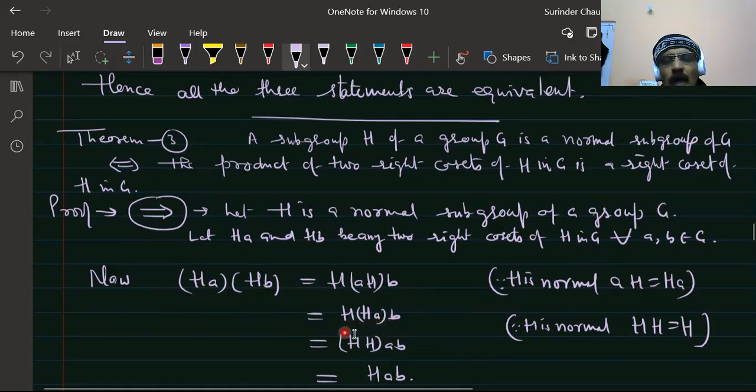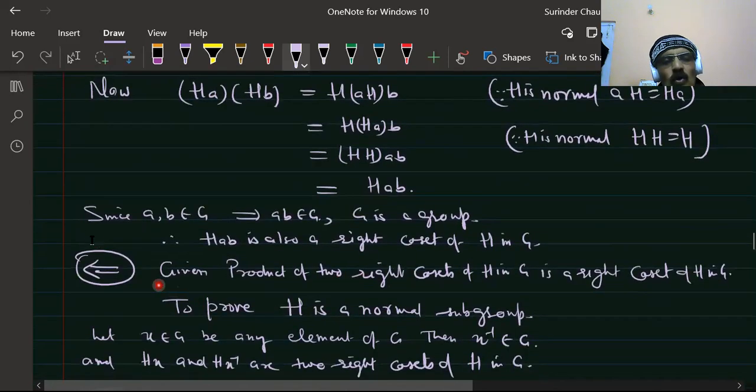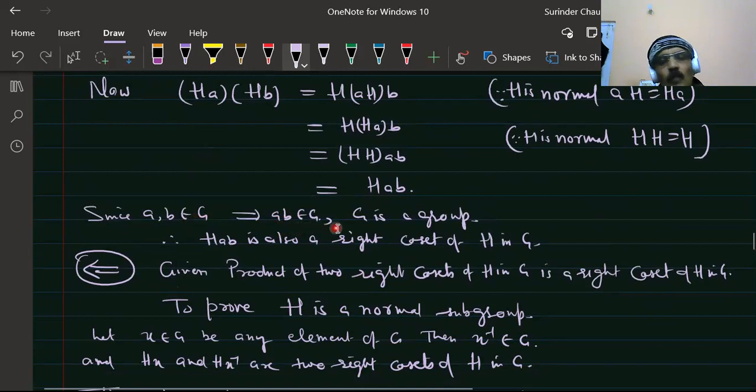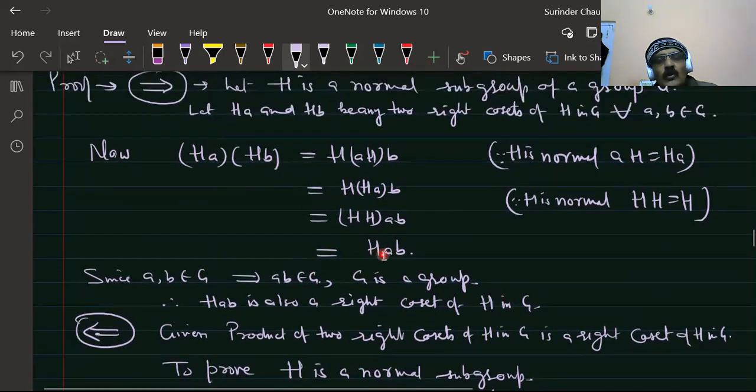Now by the associative law, H into H is equal to H, since H is a normal subgroup. Therefore H into H is equal to H. So Ha into Hb is equal to H into H into ab. Since a and b belong to G and G is a group, ab also belongs to G. Therefore Hab is also a right coset of H. So the product of right cosets of H in G is a right coset of H in G.